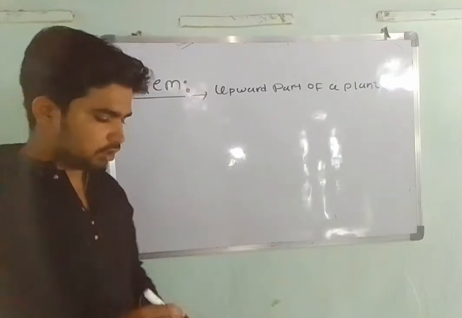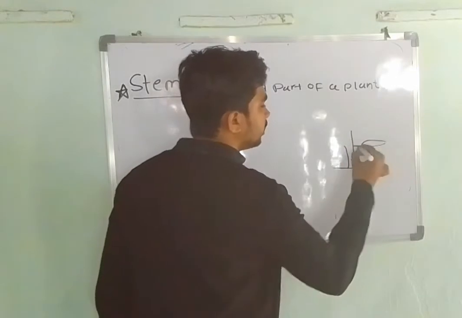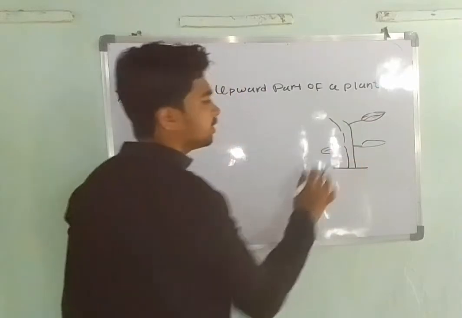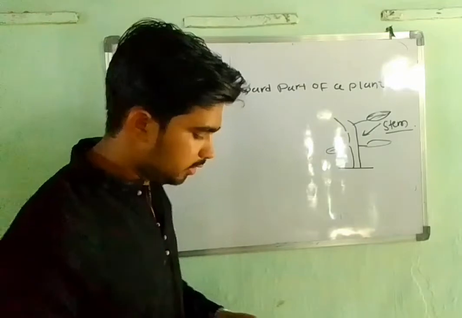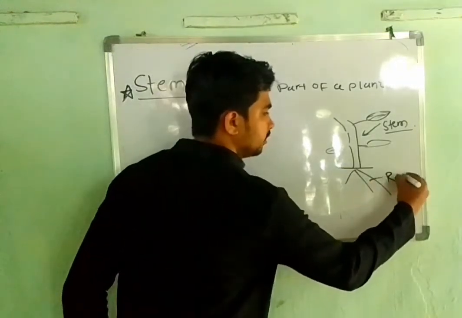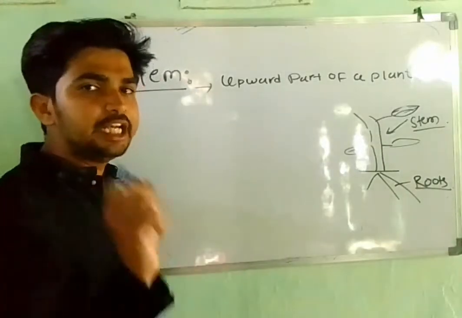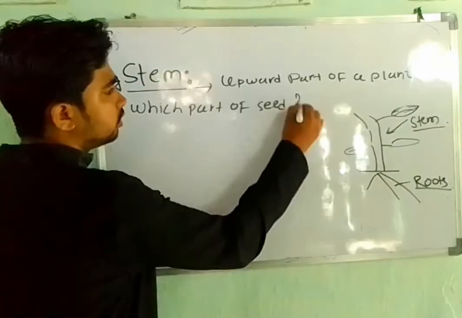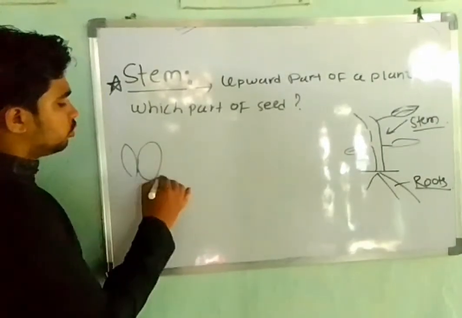In the diagram of the stem, we know that there is a particular structure, and this part is known as the stem. It is the upward part, and the lower part is known as the roots. But the stem originates from which part of the seed? First of all, we know that there are two types of seed.